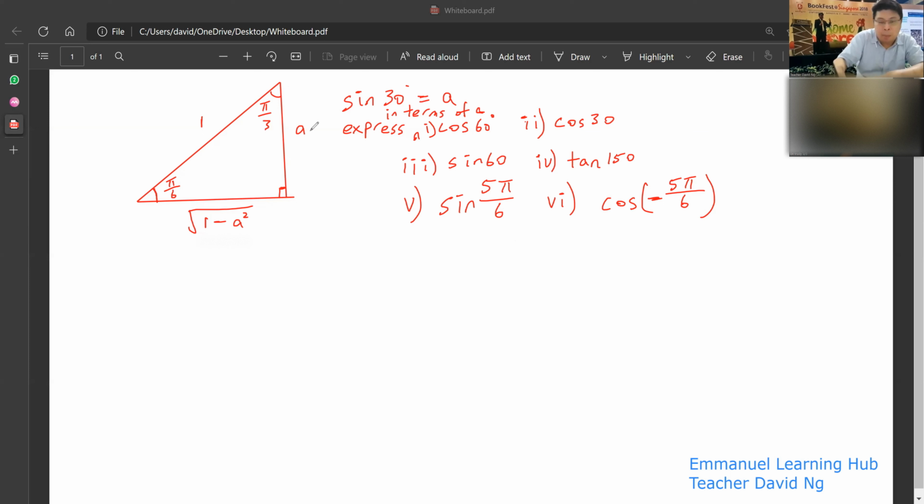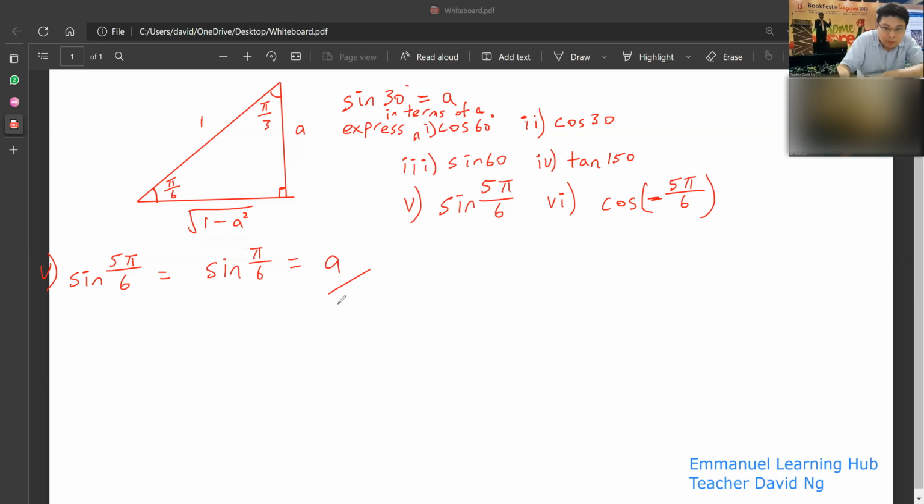Okay, they're asking for sine 5 pi over 6. Which quadrant is this? Second quadrant. Okay, in the second quadrant sine is positive, right? So the sine function is positive. Basic angle is pi over 6. Sine pi over 6 is A, opposite over hypotenuse. So part 5, answer is A.